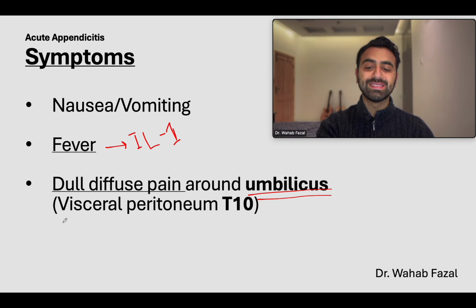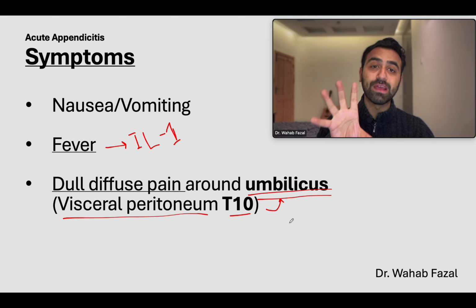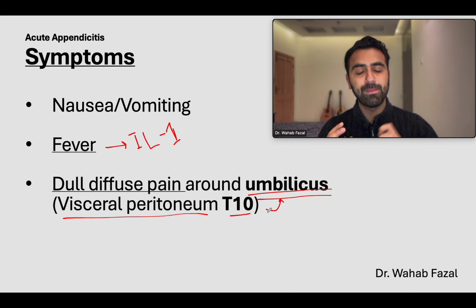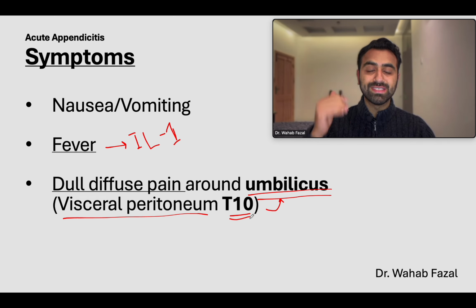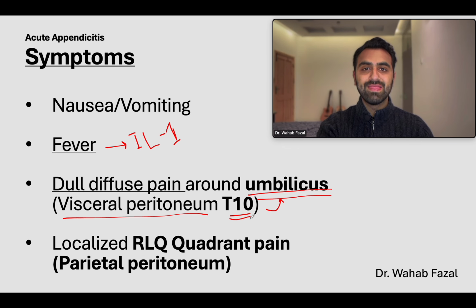Why is it diffuse? Because this is due to the visceral peritoneum around the T10 area, which is the dermatome which relates to the umbilicus. This is sometimes asked in your exams and vivas. Why is there dull, diffuse pain? This happens earlier, when you just have inflammation of the visceral peritoneum, which is innervated by the dermatome T10, which is why it causes that referred pain to the umbilicus. And then after a while, later on, you get localized right lower quadrant pain.